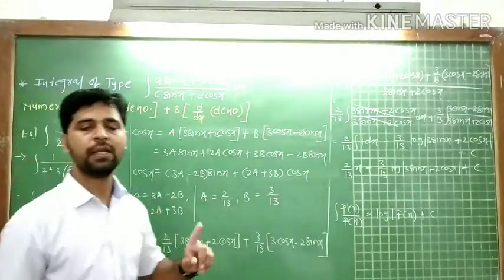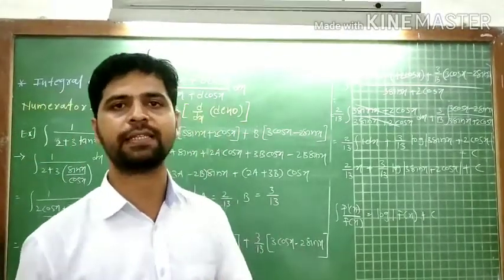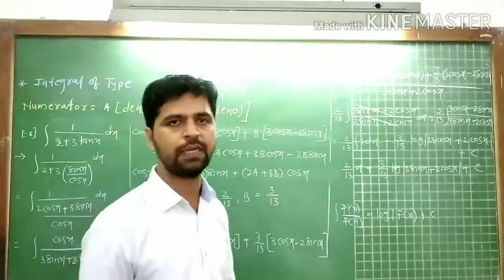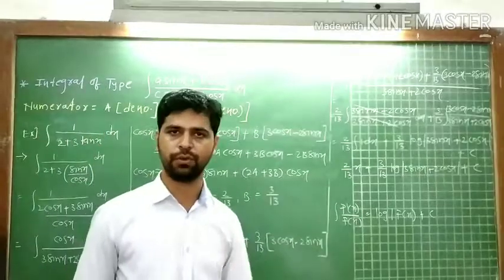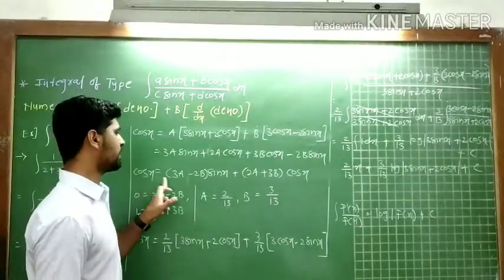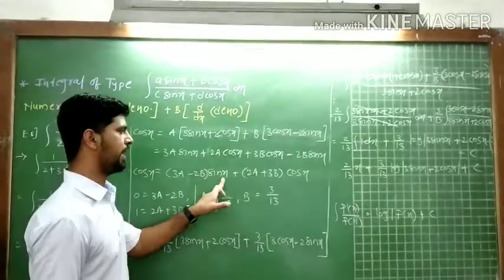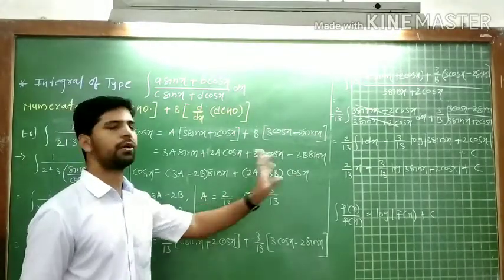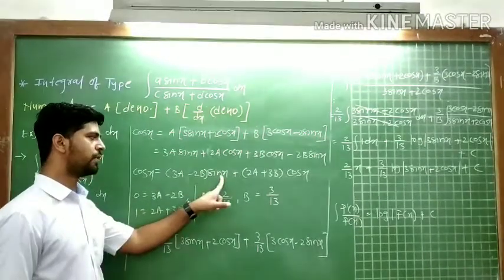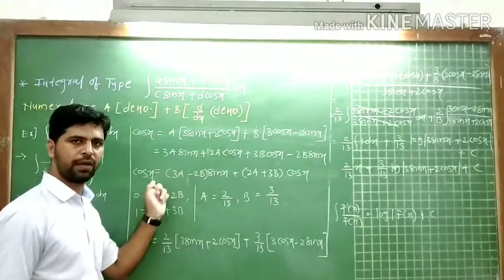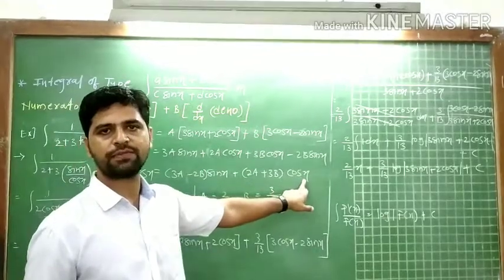We don't write sin x here, but don't forget that 0 sin x is always there on the left side. So if you want to compare with the coefficient of sin x, you can compare that with 0. Okay, so what we got: cos x is equal to (3a minus 2b) sin x plus (2a plus 3b) cos x. Now what we will do is compare the coefficient of sin x from right to left, and compare the coefficient of cos x from right to left.